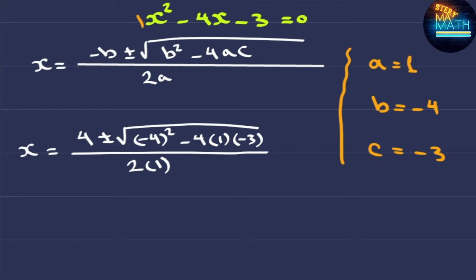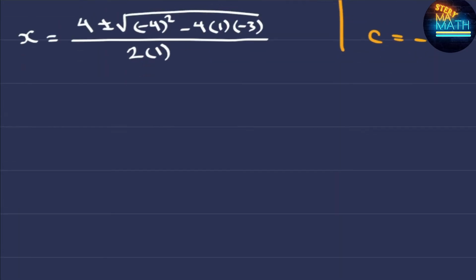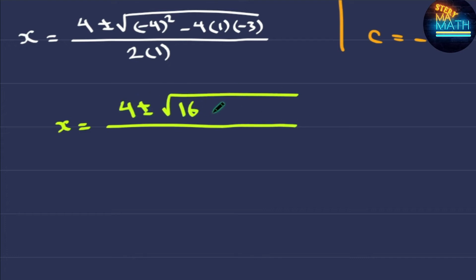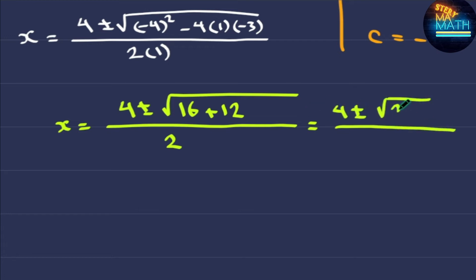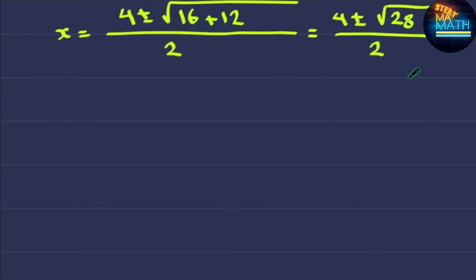All right. So 4 plus or minus the square root of (-4) squared, which is 16, and -4 times 1 times -3 is plus 12, all over 2 times 1, which is 2. All right. So 4 plus or minus the square root of 16 plus 12, which is 28, all over 2. All right. So can you simplify the square root of 28?